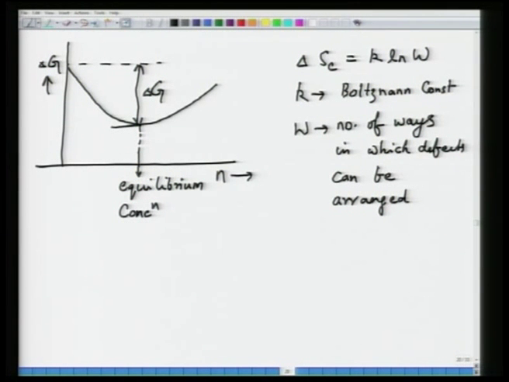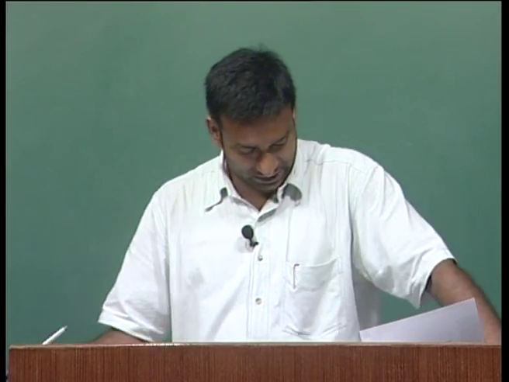The moment you put in defects, you can put a defect in the way you want, but what is the optimum way? Of course, there are going to be many different possible ways. So, let us work out the number of ways in which you can put these defects on the metal sites.